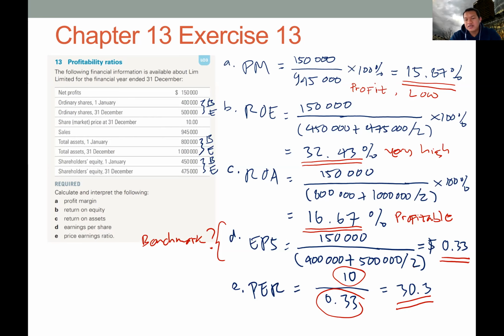So if you look at this price earning ratio, this company has a good prospect in the future. So their opportunity to grow is good. But also the price will be very volatile, because the risk is quite high.